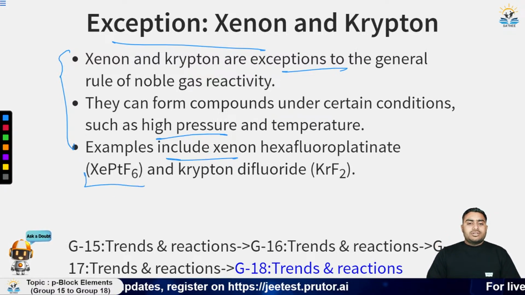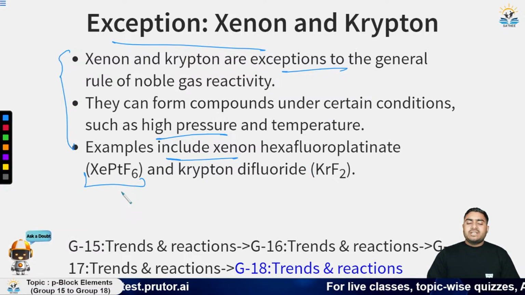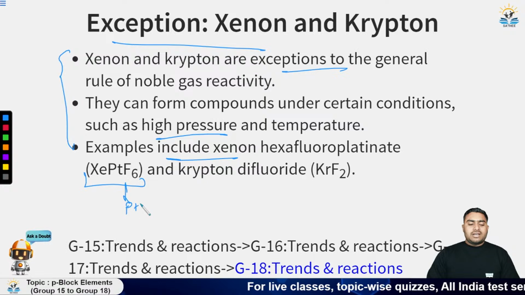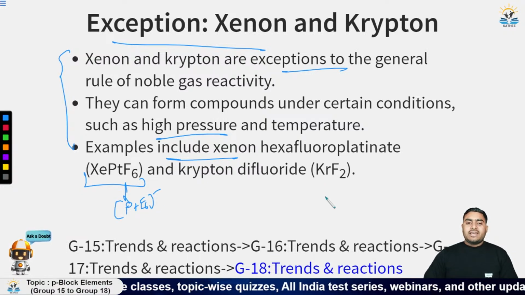Examples: xenon hexafluoroplatinate, XePtF6, where PtF6 is negative and xenon is attached here. And krypton difluoride, KrF2.